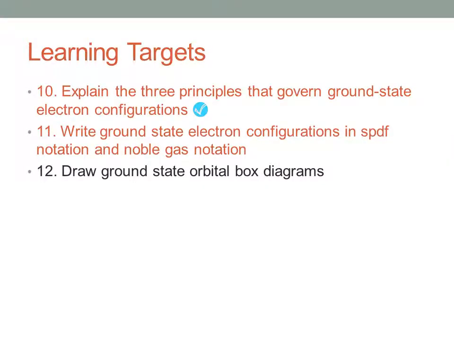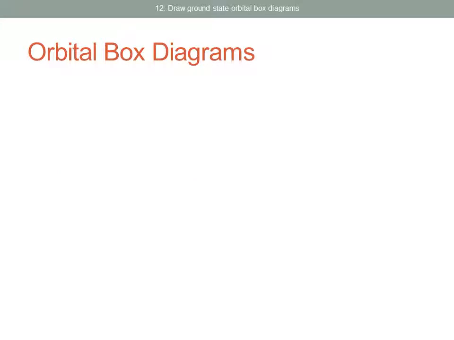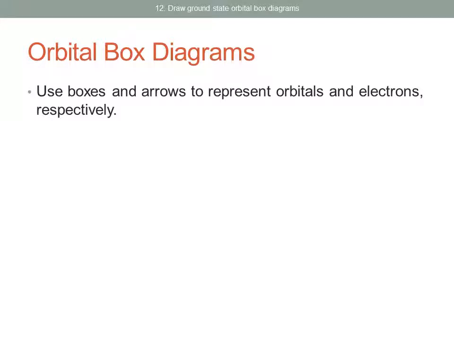Alright, so we've seen several examples of writing electron configurations in the full spdf notation and noble gas notation. And then what we now need to see is we need to draw some ground state orbital box diagrams. And we actually saw some examples of this in the last video using boxes and arrows. Recall that we just used boxes and arrows to represent the orbitals and electrons in an atom, respectively. And so it's just a simple example.